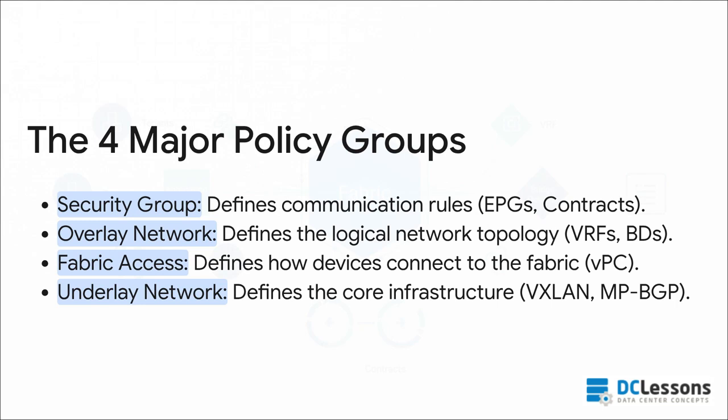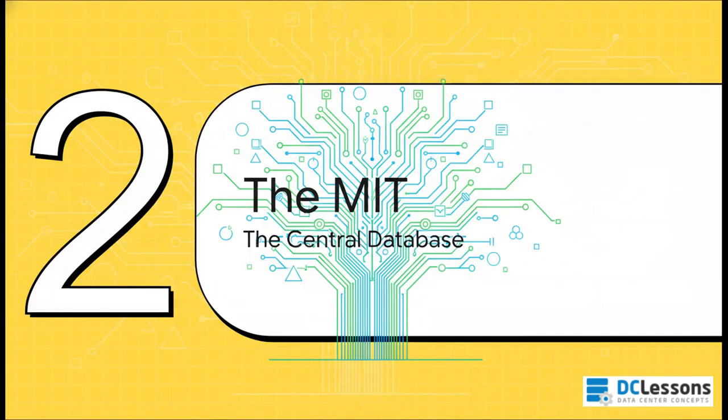And last but not least, the underlay. That's the real plumbing, the core infrastructure that uses VXLAN and MPBGP to make sure packets get where they need to go. So you can really think of it as who, where, how, and the physical path. Okay, so we have all these policies and all these objects. They have to live somewhere, right? Well, in ACI, their home is a central database called the Management Information Tree, or MIT for short.